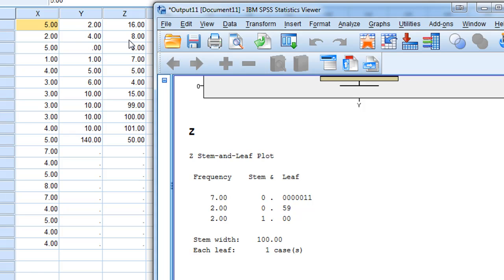Okay, this is 0, 0, 8. The way SPSS is interpreting it is saying that because you have nothing for the 10 and the 100 position, it's going to code that as 0, 0. It's not including the 8 because the stem width is equal to 100.